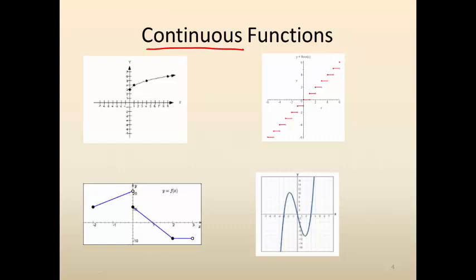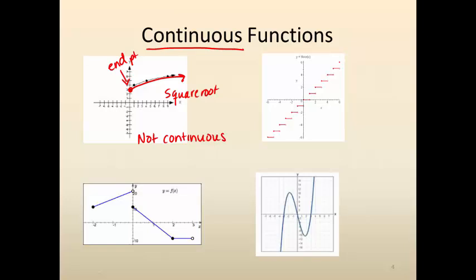So this first one is an example of a square root function. So that's a square root function, for example. And I can say that this is not continuous because it has this end point. So this is not continuous.